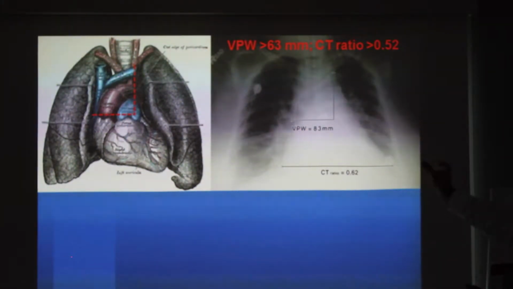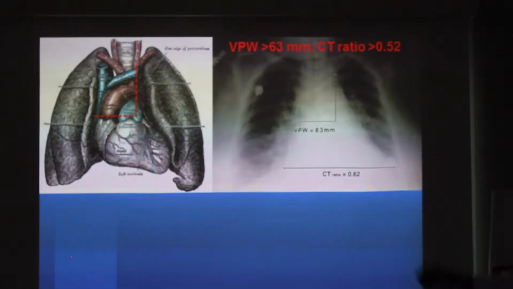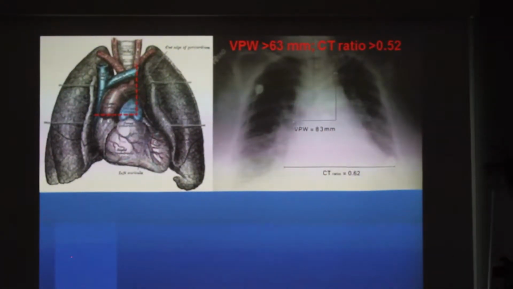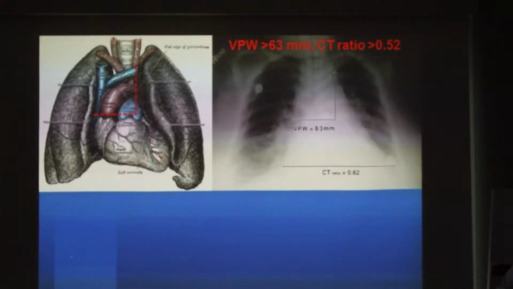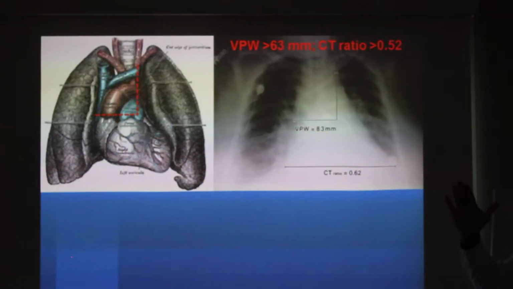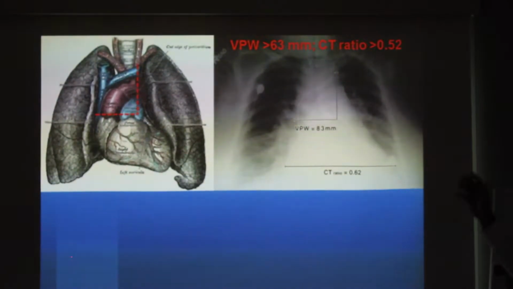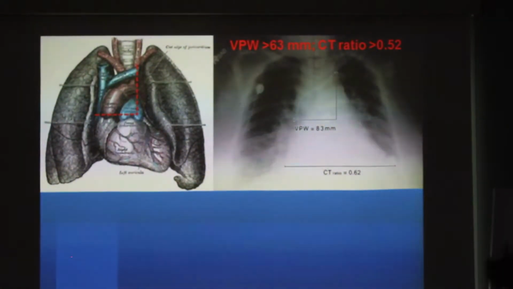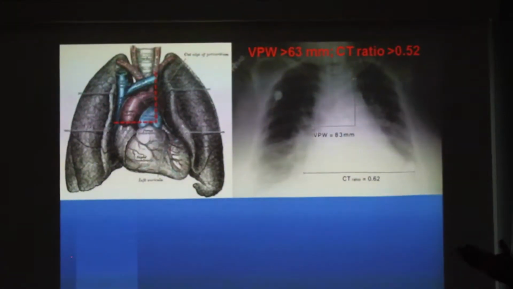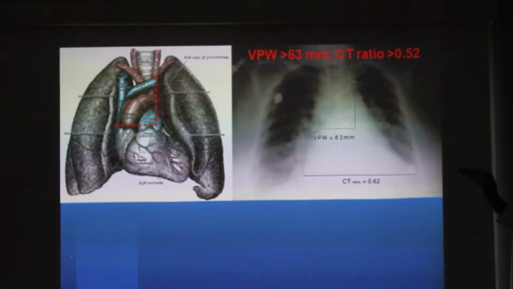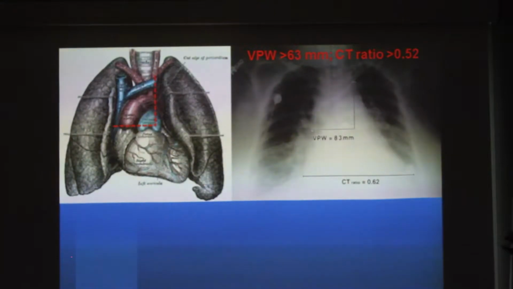And at this level here, this will be the vascular pedicle width. If this is more than 63 millimeter, and the cardiothoracic ratio is more than 50%, it means we have enlargement of the heart, and so this will indicate more of volume overload. So just by a snapshot, you can look at this vascular pedicle width and be able to tell where your patient is at.